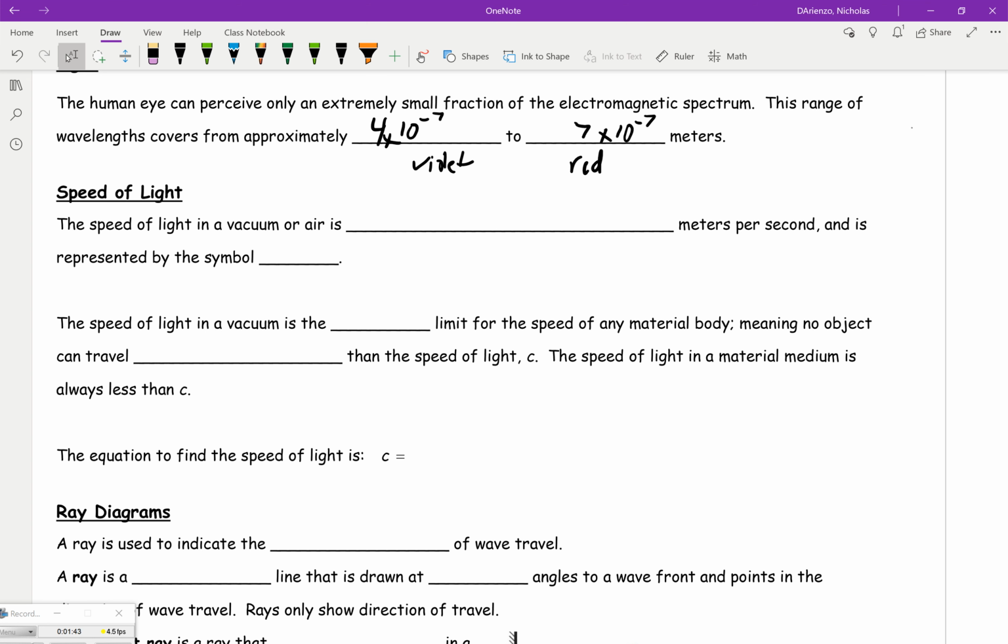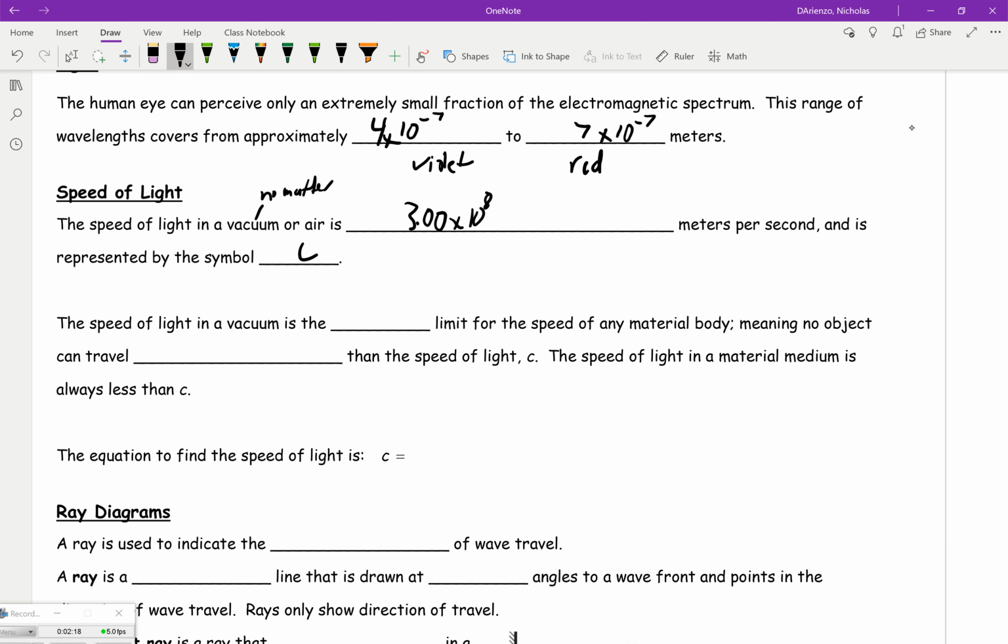So a little bit about the speed of light. Now the speed of light in a vacuum, remember this is where we'd have no matter, nothing to slow a light ray or light wave down. This value is pretty large. It's 3 times 10 to the 8th meters per second, and it's represented by the symbol lowercase c. Now this, again, is only in a vacuum.